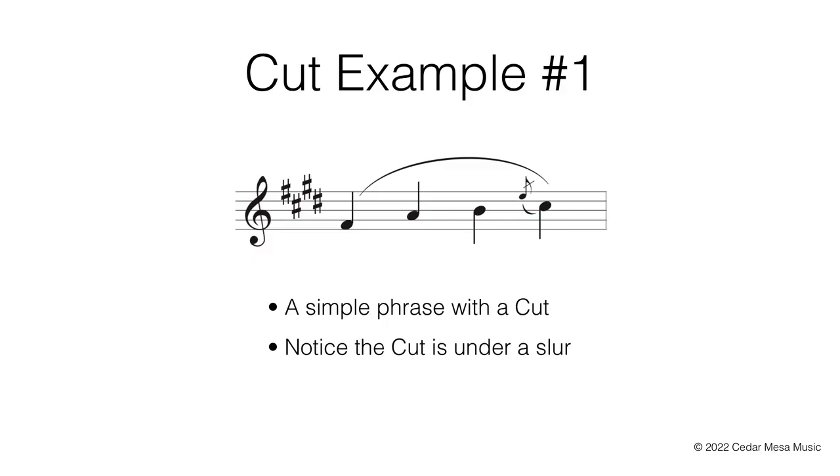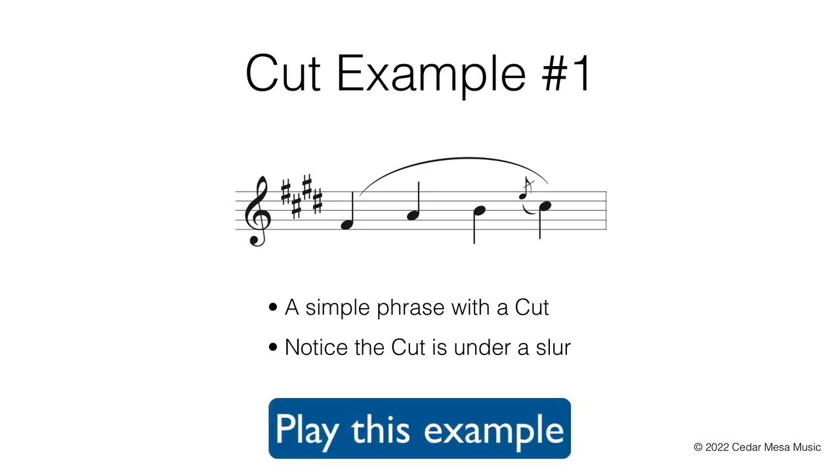Here's an example. Everything's under a slur. The grace note is slurred. I'm just coming up 4 notes of the scale. And then I'm going to put that cut, which is the 7 going to the 5 before it. Right? Why don't you try that?